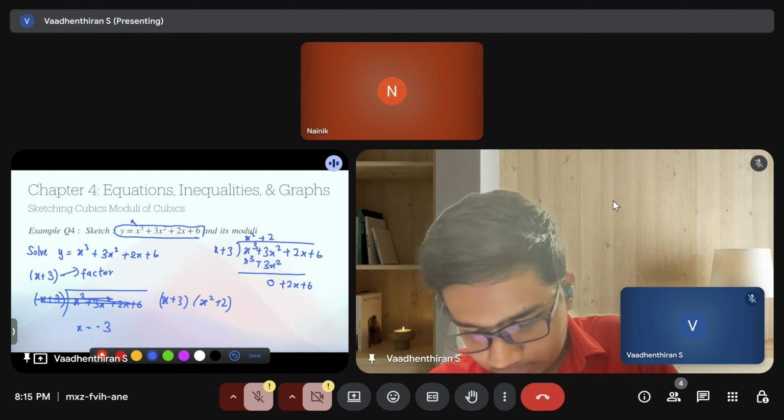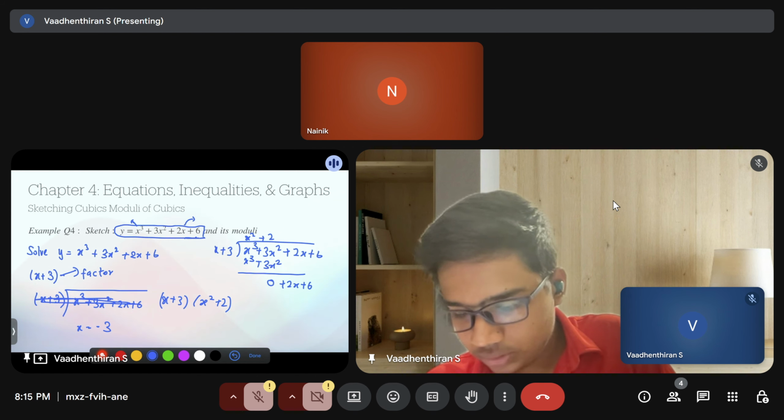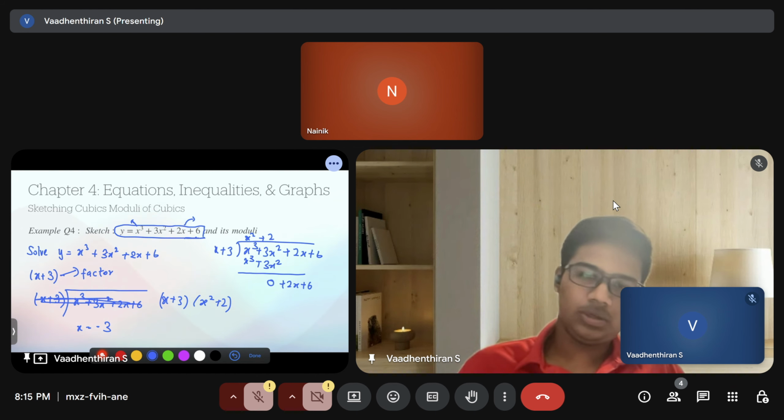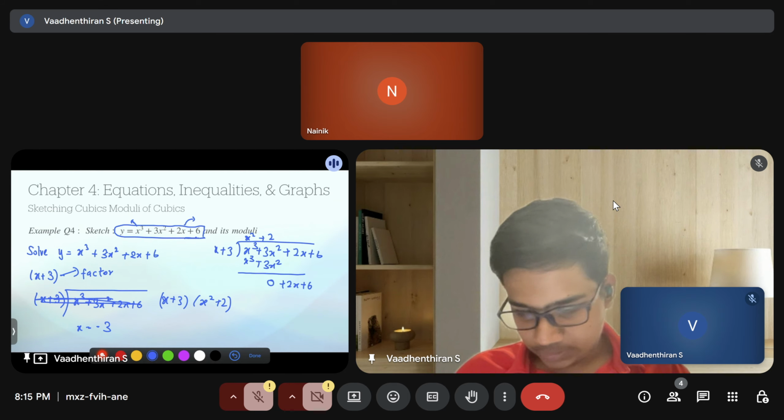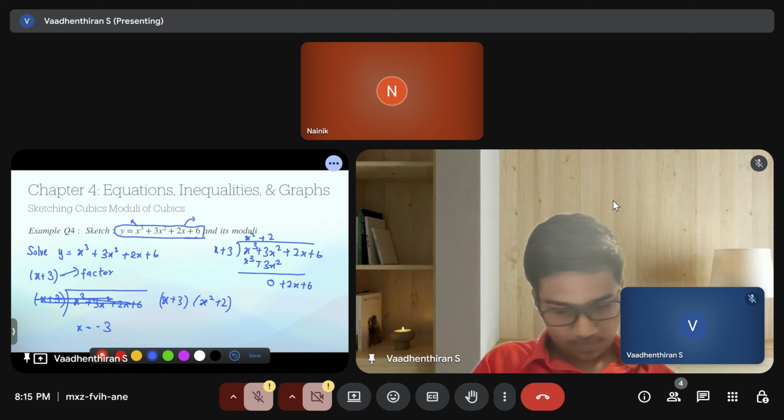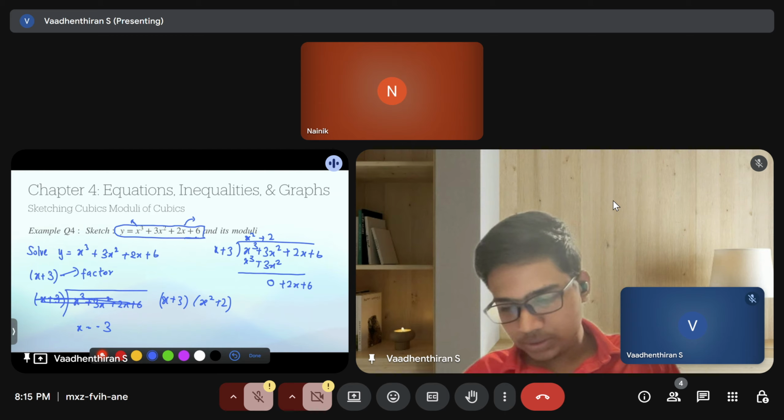Mostly they won't give you imaginary roots like this; it will all be real roots. I just took this from a Google search, so I didn't know the answer before. So you understood the sketching also, right?